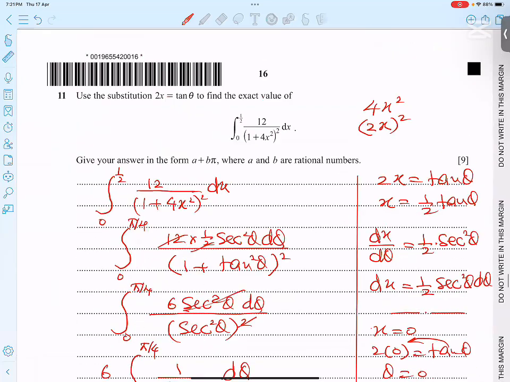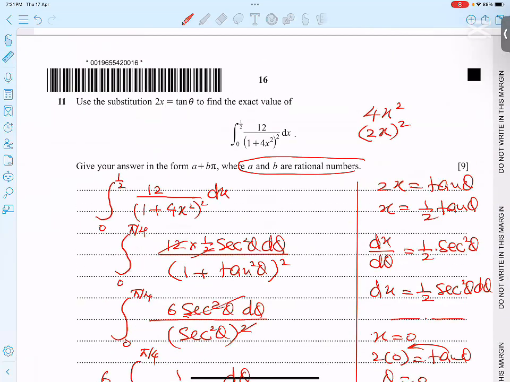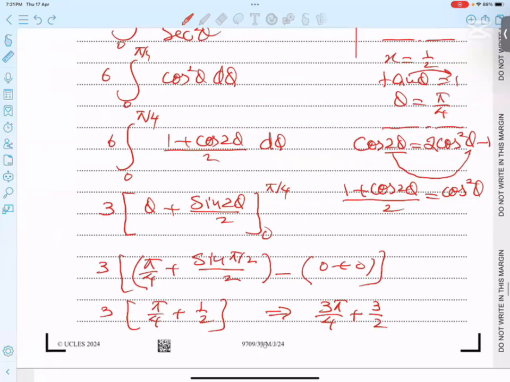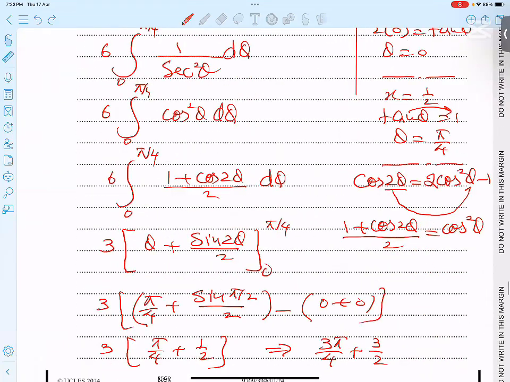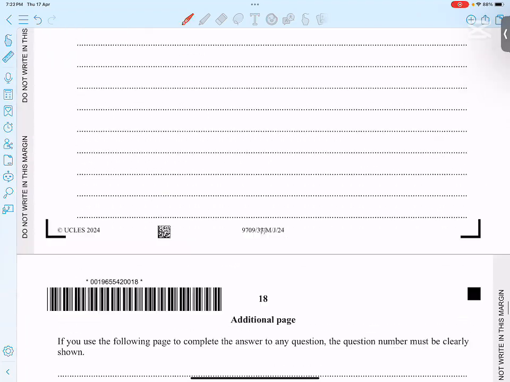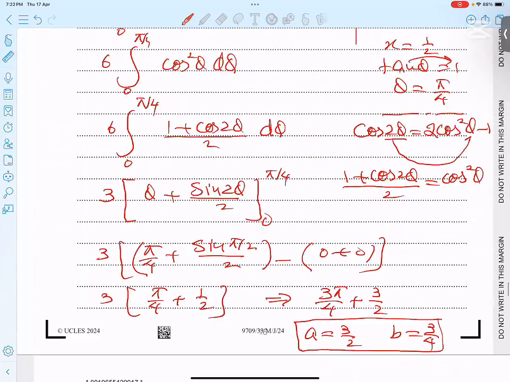And what he was asking: A and B are rational numbers, and we need A plus B. Naturally, this is A, 3 by 2. So A is 3 by 2, and B is 3 by 4. Both numbers are in rational form. So I hope this question paper is completely over.